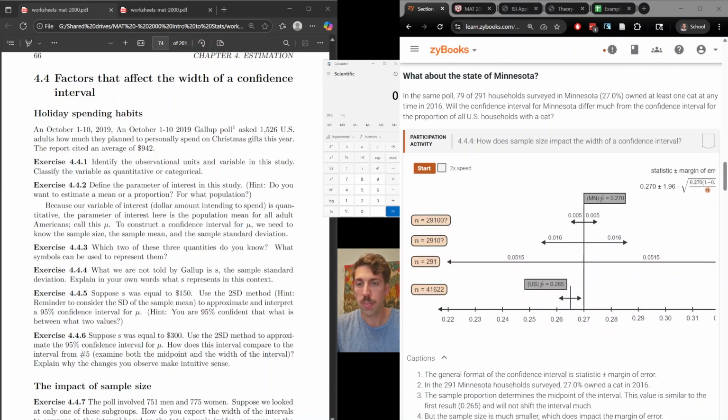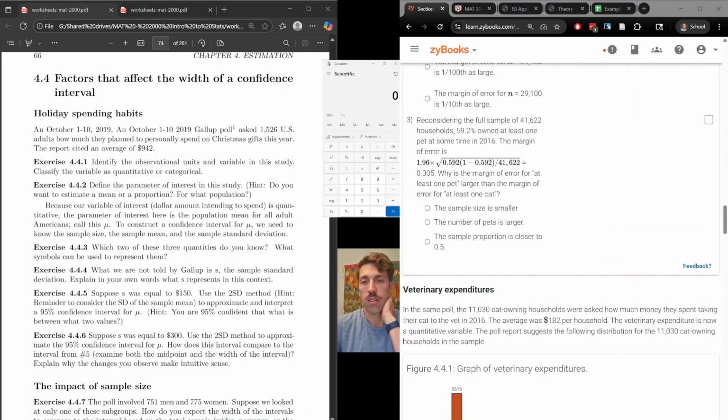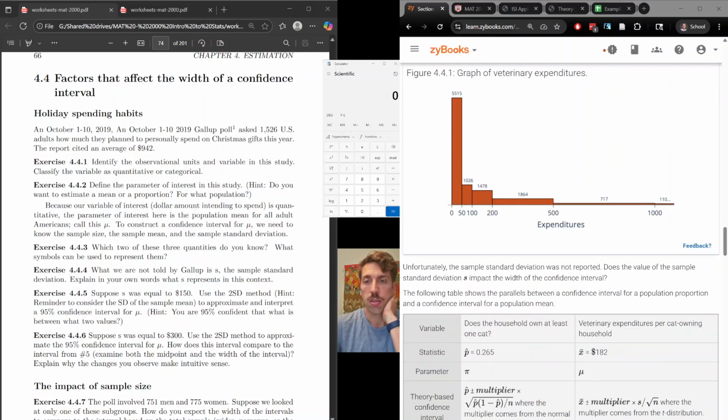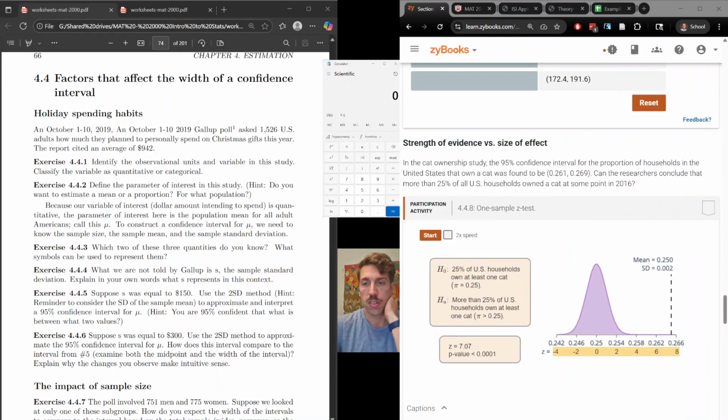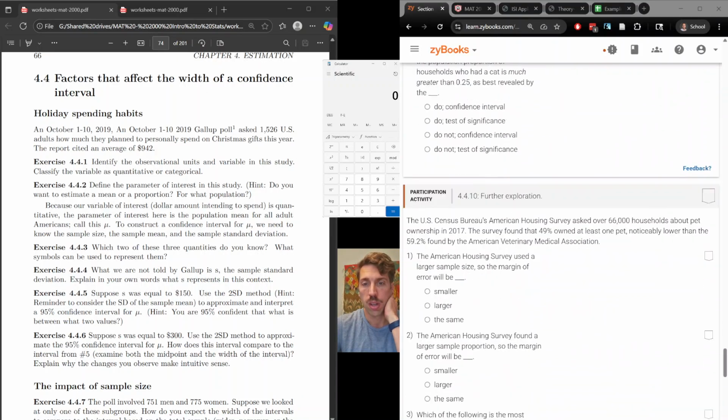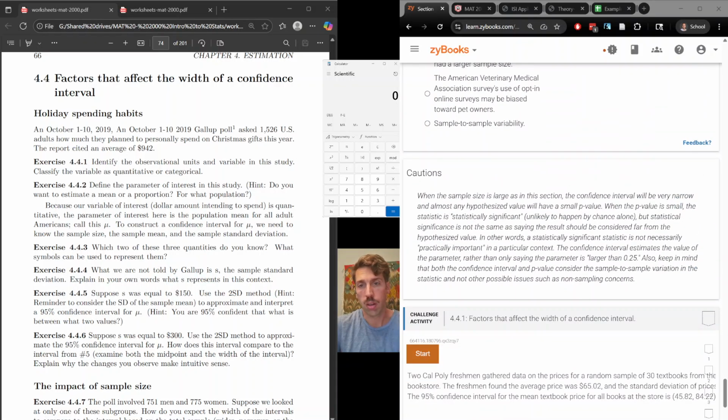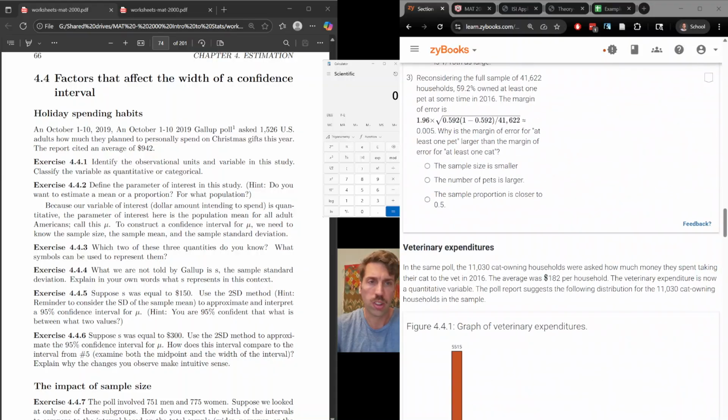I think something to really pay attention to is the example of the Minnesota versus all US of the same poll, where because the sample size for Minnesota was smaller, the interval is wider. And then the graph of that, and some good examples of calculation. Okay, and it's a very good caution at the end for this as well. So let's move on to the worksheet then.